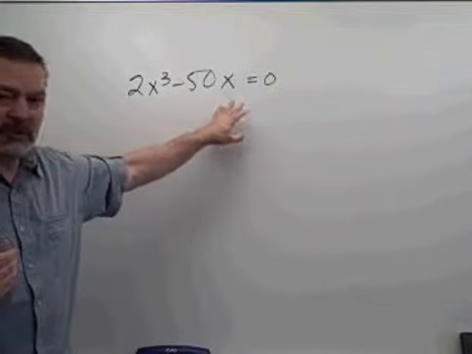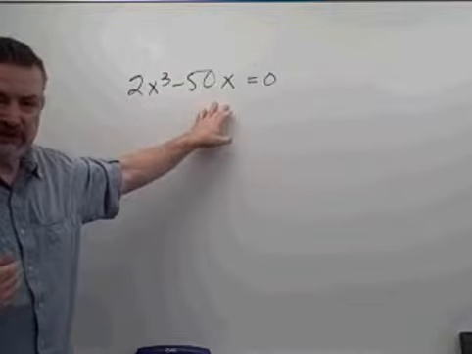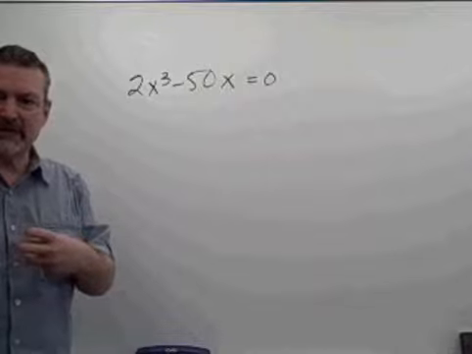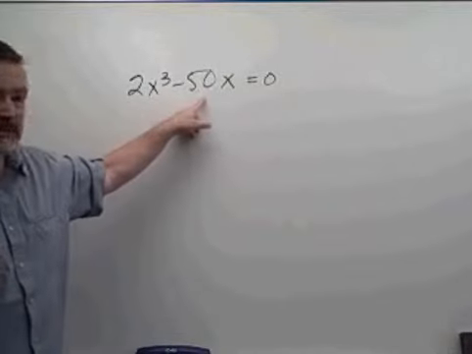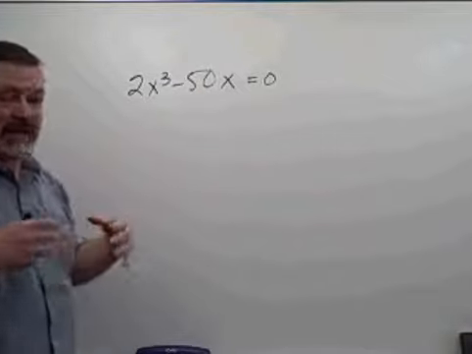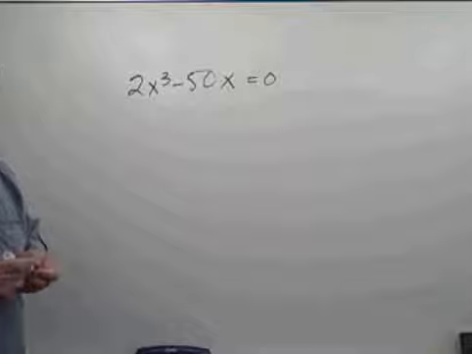We have no constant term. The only terms we have are terms with the variable. So we should be able to factor a variable out. Not only that, we can factor the number 2 out of each of these terms. So I could take this equation and I could start by factoring 2x out of each of the terms.